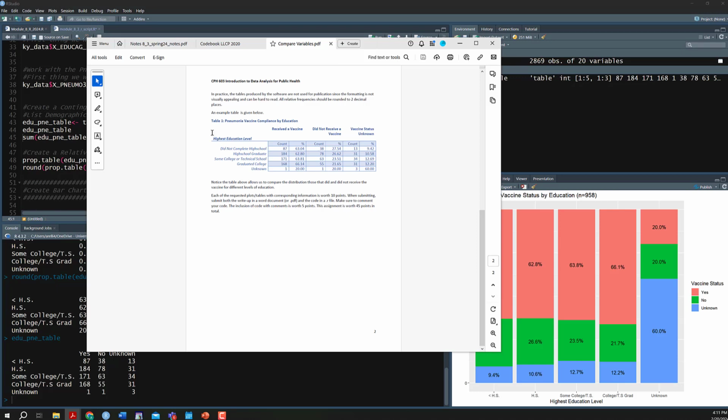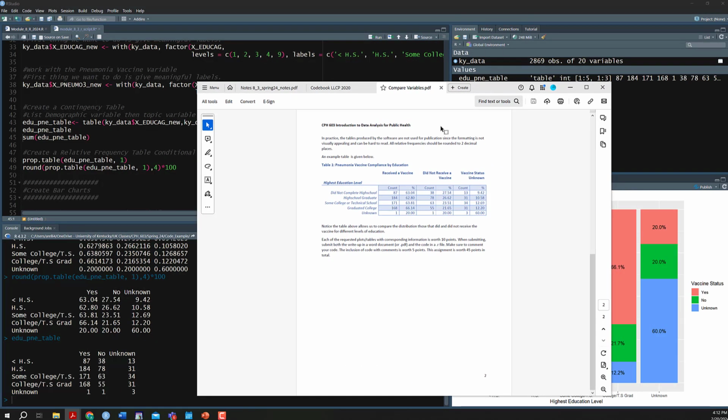So along the rows, I have the different levels for the demographic variable. So in this case, it's education. And you'll notice that I've got more room on this page, so I was able to give the labels some more informative labels than I was in R. Along the top, I have my different vaccine statuses. So this will depend on your topic variable as to what you have here. And then I've included both the counts and the percentages.